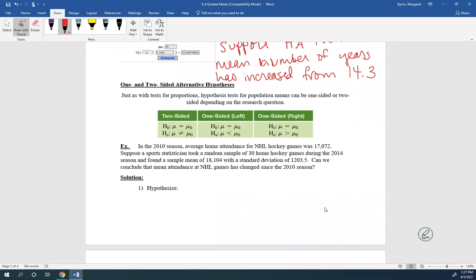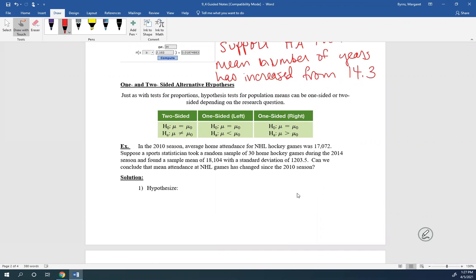So as far as whether it's a two-sided test or one-sided test, everything's the same as it was back in chapter 8. So the two-sided test, that's when your alternative hypothesis is not equal to. If it's a left-tailed test, we say that your mean is less than whatever mean you're comparing it to. A right-tailed test, we say that our mean is greater than whatever mean we're comparing it to.